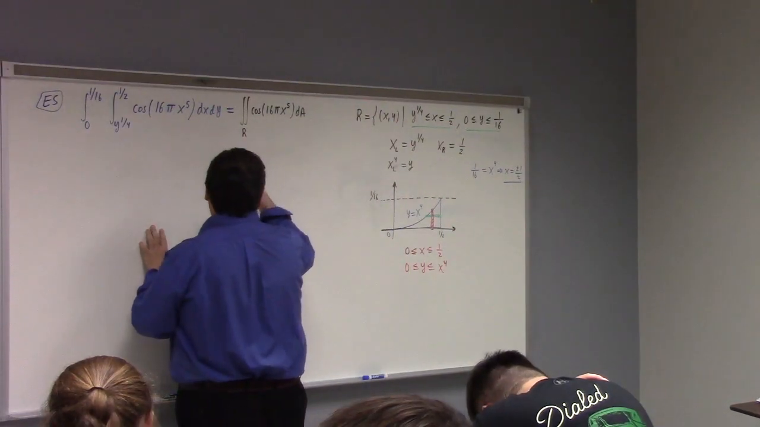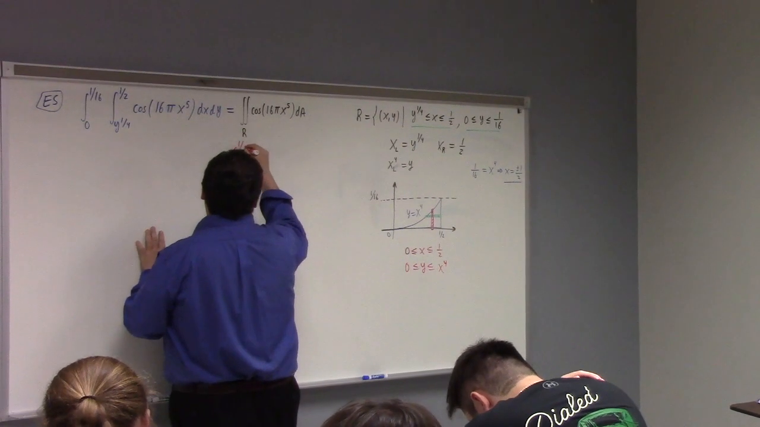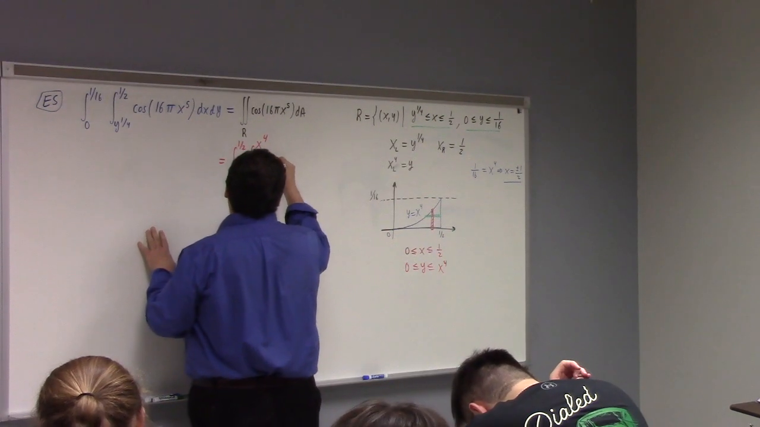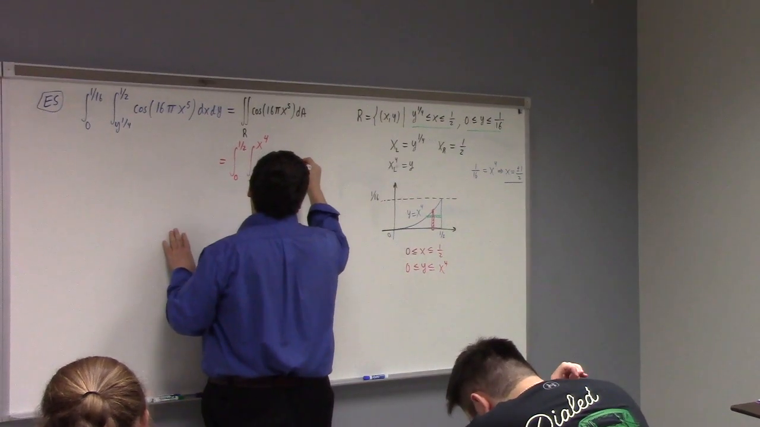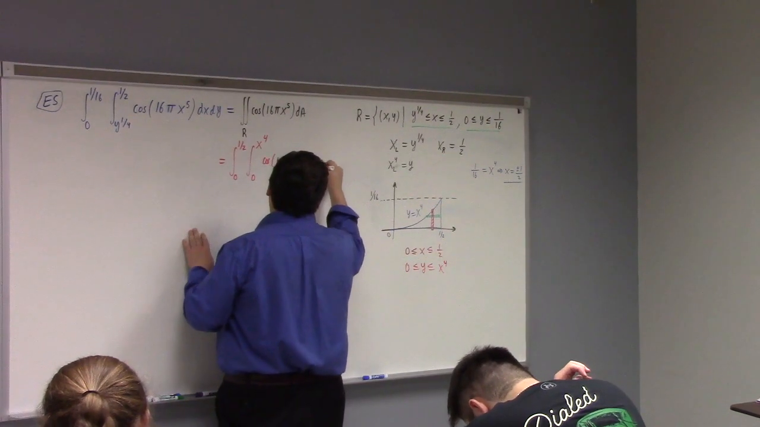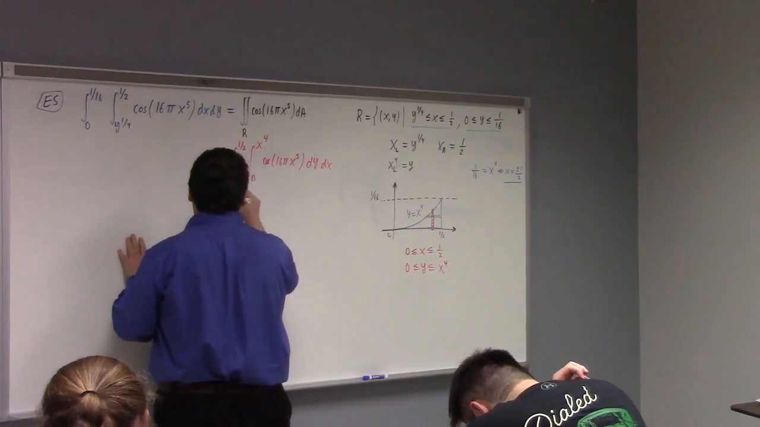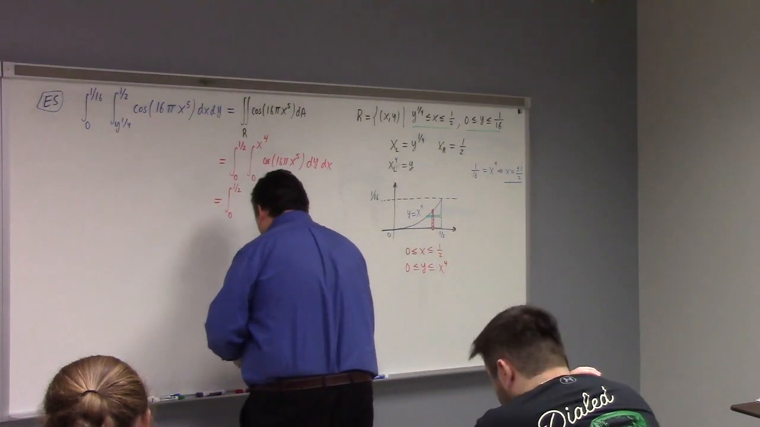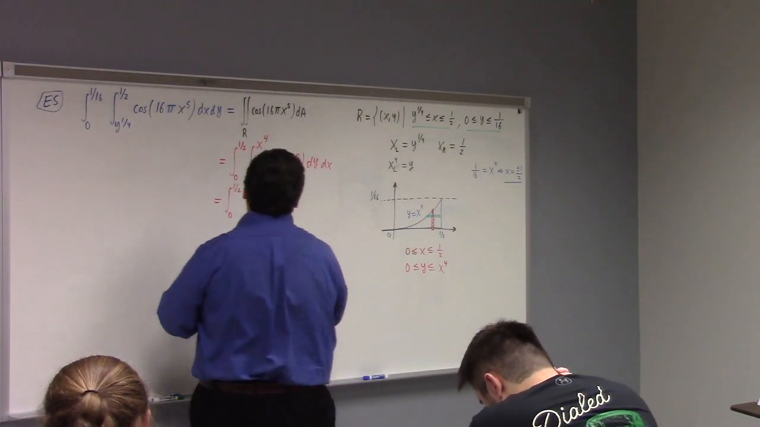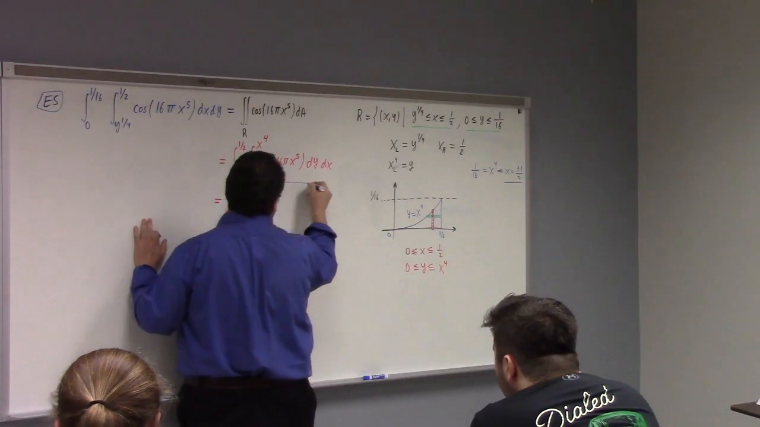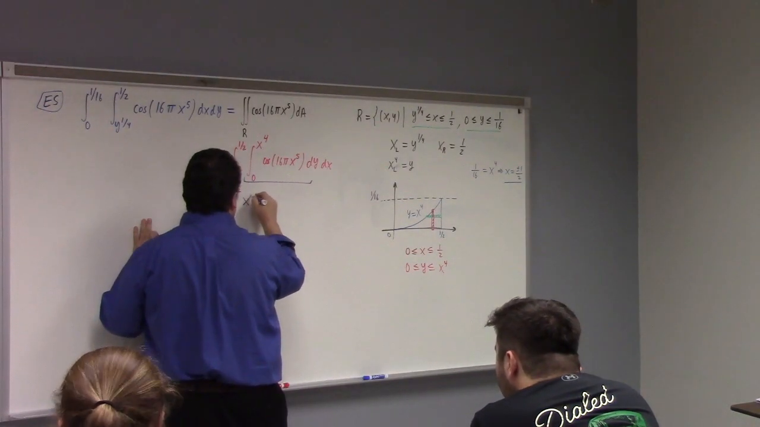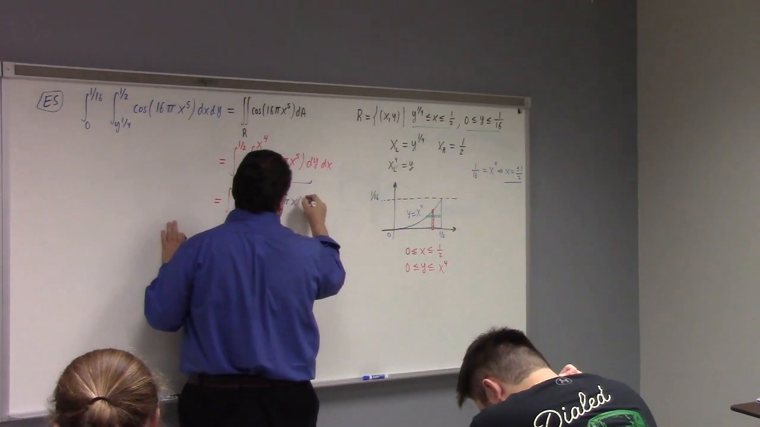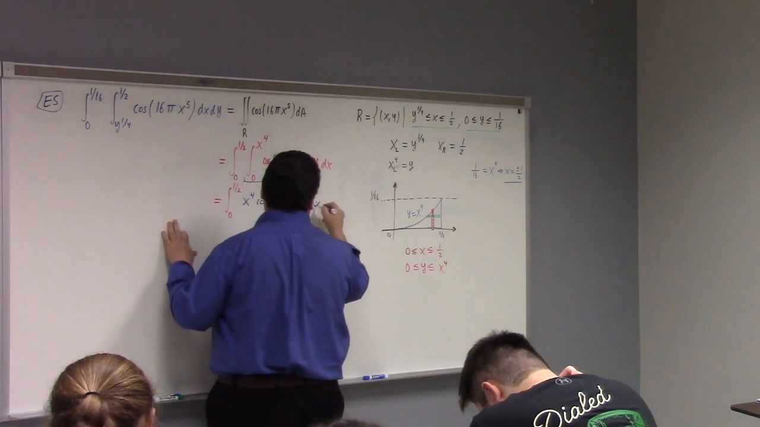Now all of a sudden this problem's not so bad. We integrate from 0 to 1/2 for my x. We integrate from 0 to x to the 4th for my y. And we've got cosine of 16 pi x to the 5th dy dx, which is the integral from 0 to 1/2 of, if you don't mind, I'm just going to write down what happens, which is when I do this inside integral, it gives me x to the 4th times the cosine of 16 pi x to the 5th dx.